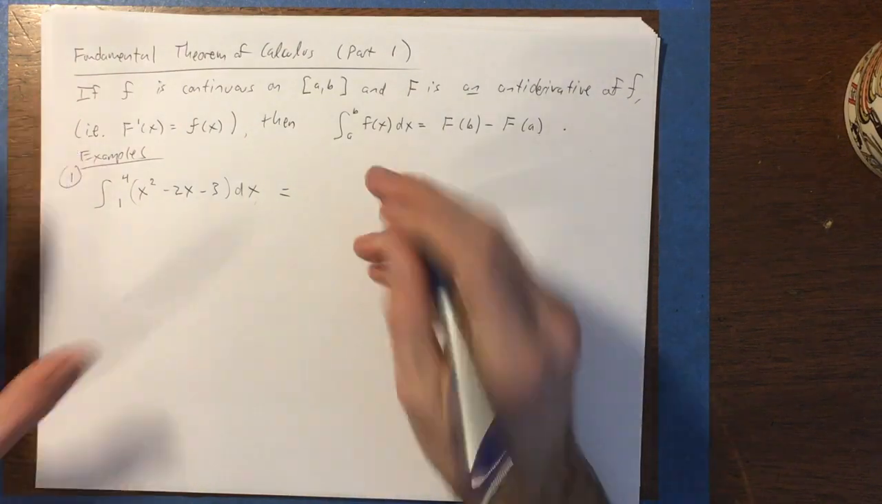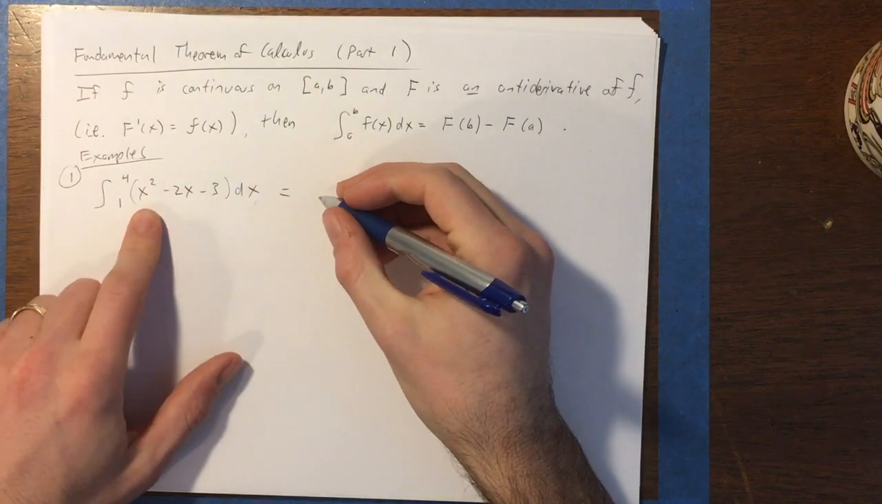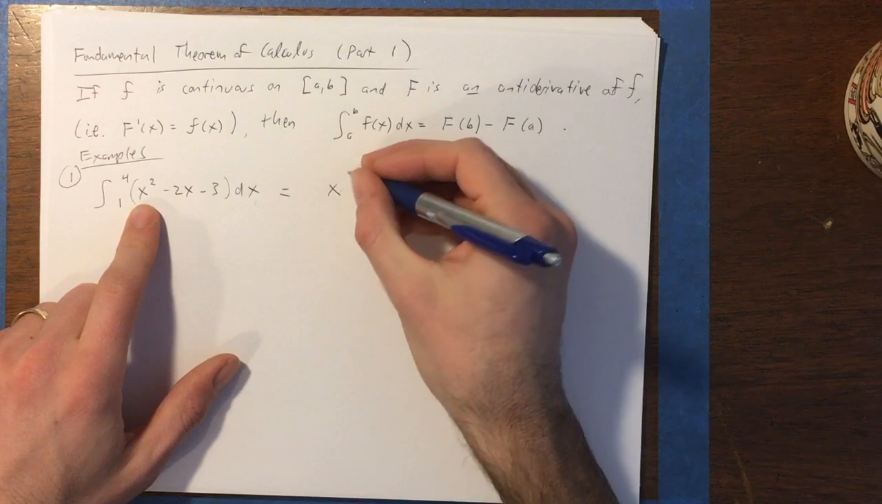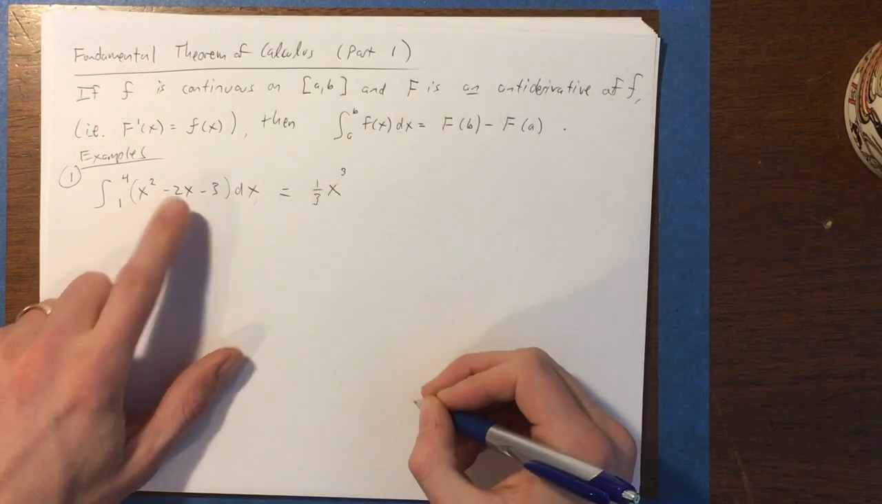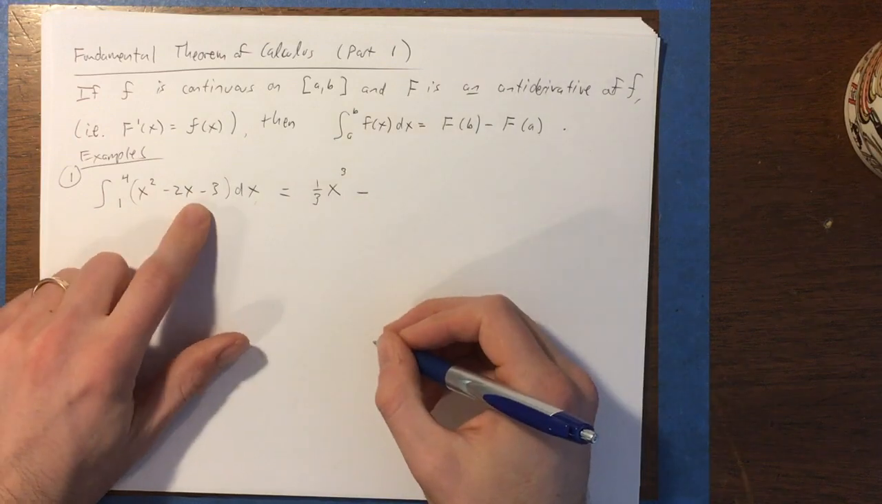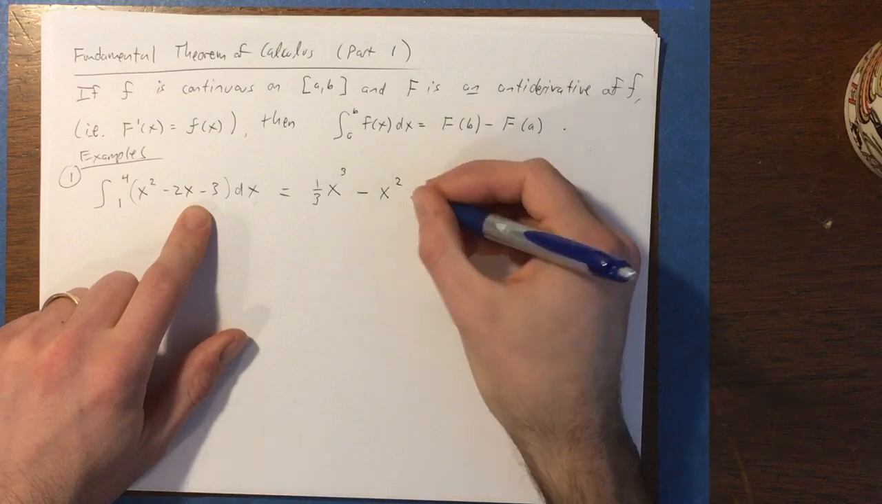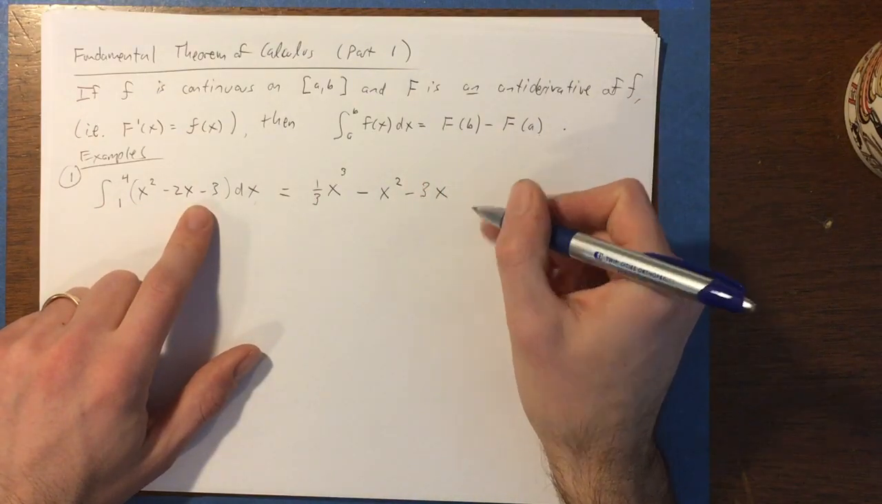Holy cow. So much easier than doing a limit of a Riemann sum. So all I've got to do is find an antiderivative. Let's write that down first. I need to perform the anti-power rule here. So I'm going to raise that up to 3, and then I'm going to divide by 3. There's a 1/3. Minus, okay, now the antiderivative of 2x is going to be x squared. We're pretty familiar with that one. And then minus the antiderivative of 3, which will be 3x. I don't need to bother with a plus c on the end.